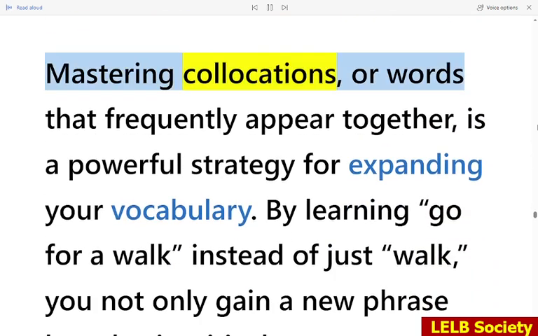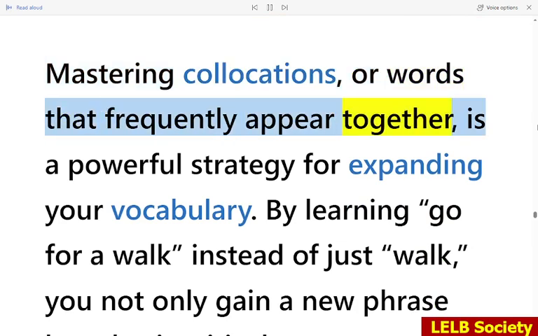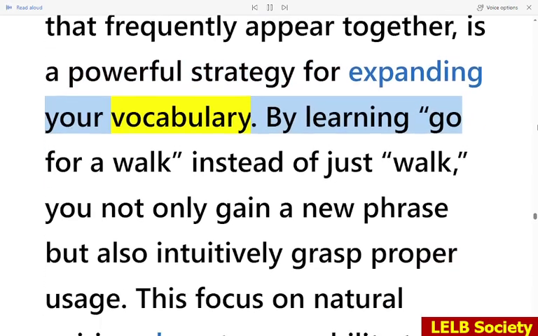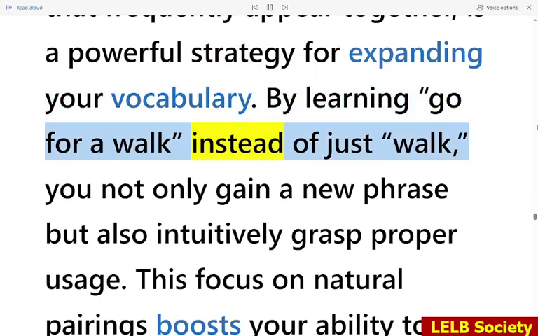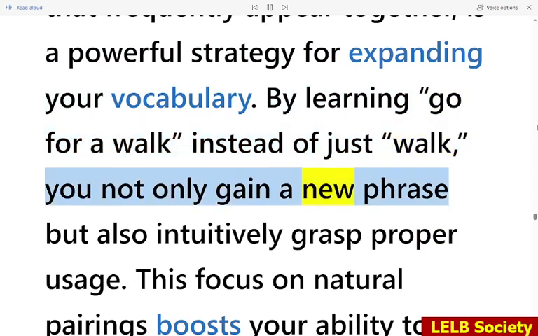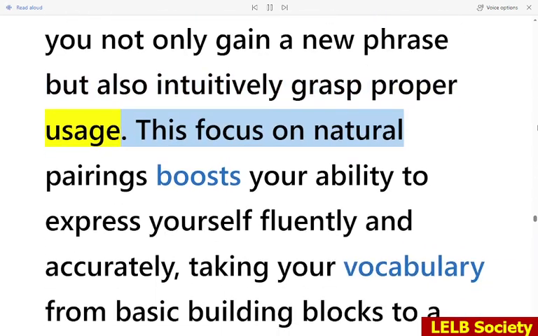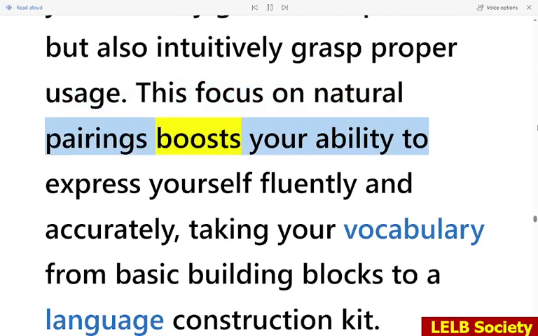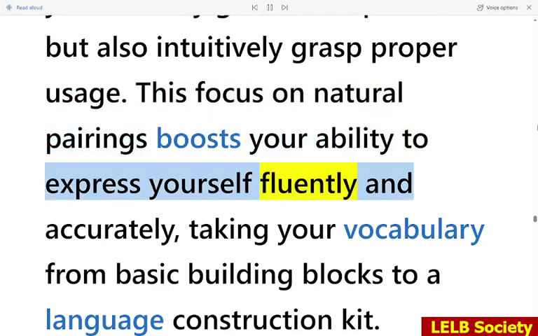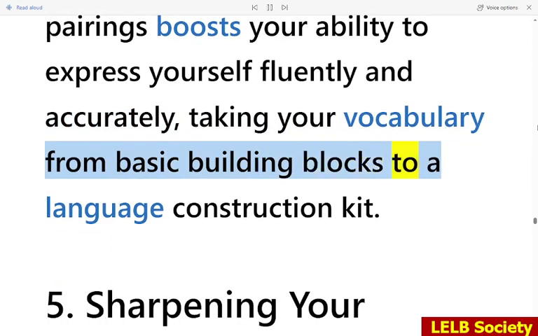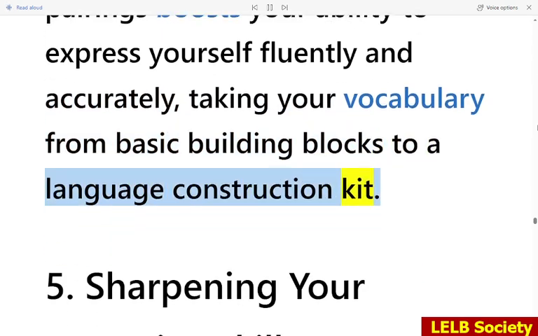Mastering collocations, or words that frequently appear together, is a powerful strategy for expanding your vocabulary. By learning "go for a walk" instead of just walk, you not only gain a new phrase but also intuitively grasp proper usage. This focus on natural pairings boosts your ability to express yourself fluently and accurately, taking your vocabulary from basic building blocks to a language construction kit.